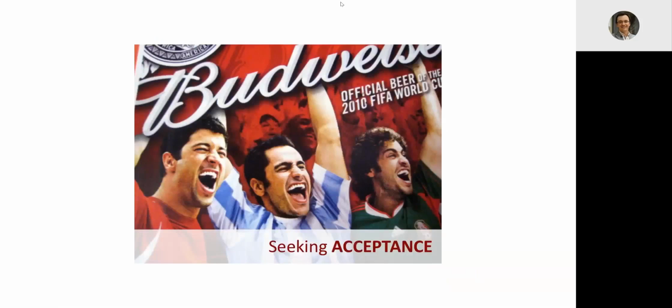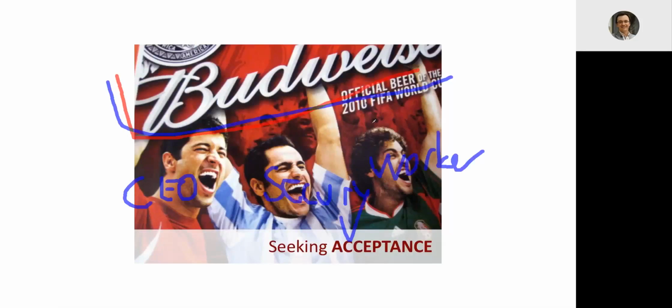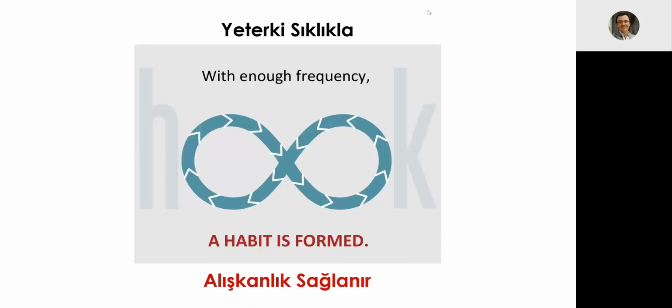Seeking acceptance under Budweiser, dears. What does Budweiser use? This guy is the CEO. This is the security officer. This is the worker. But under the Budweiser, they all drink the same beer. This is acceptance.